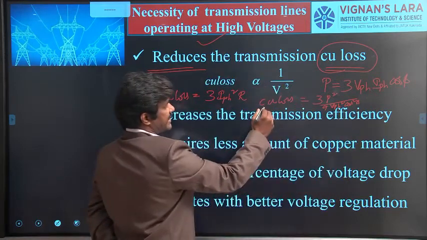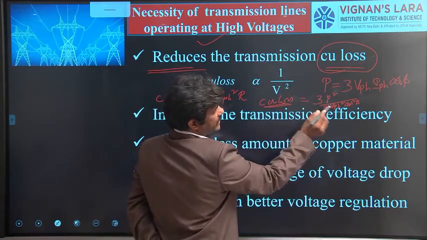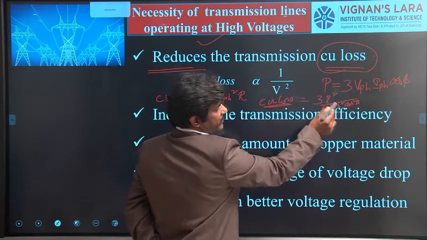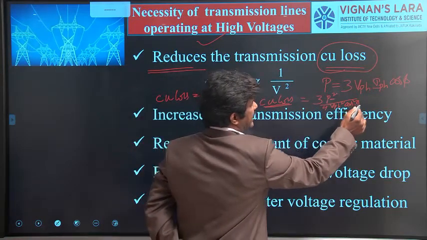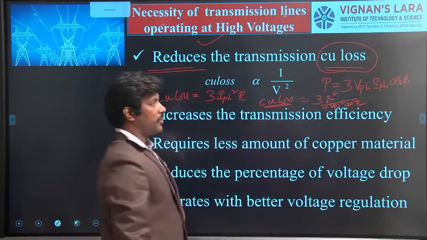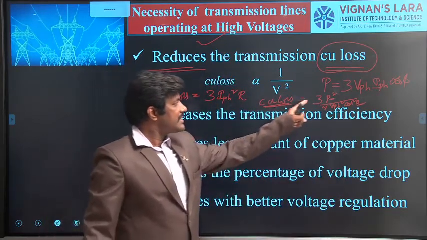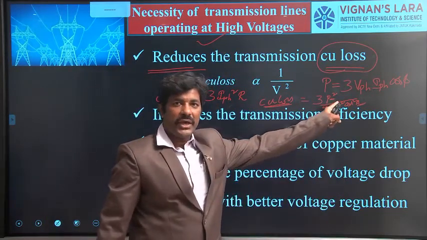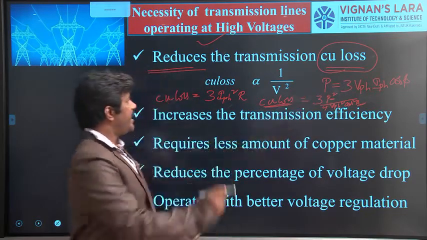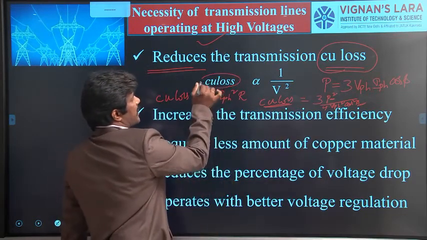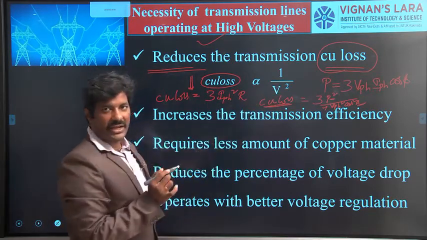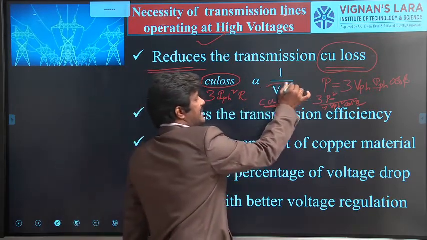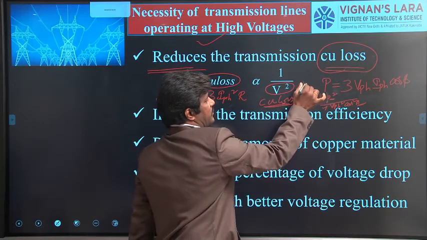From this equation it is clear that the copper losses are inversely proportional to the square of the voltage, for a given amount of power to be transmitted and a defined nature of the load. That is why, to minimize the copper losses to a very, very minimum value, since they are inversely proportional to the square of the voltage, we are increasing the voltage to very, very high values.